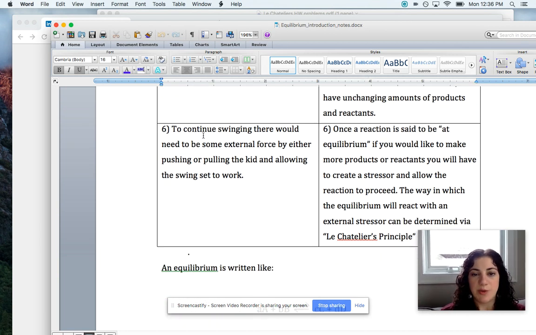Then, to continue swinging, there would need to be some external force by either pushing or pulling the kid and allowing the swing set to work. So, once a reaction's at equilibrium, if you want to make more products or reactants, you're going to have to create a stressor and allow the reaction to proceed.